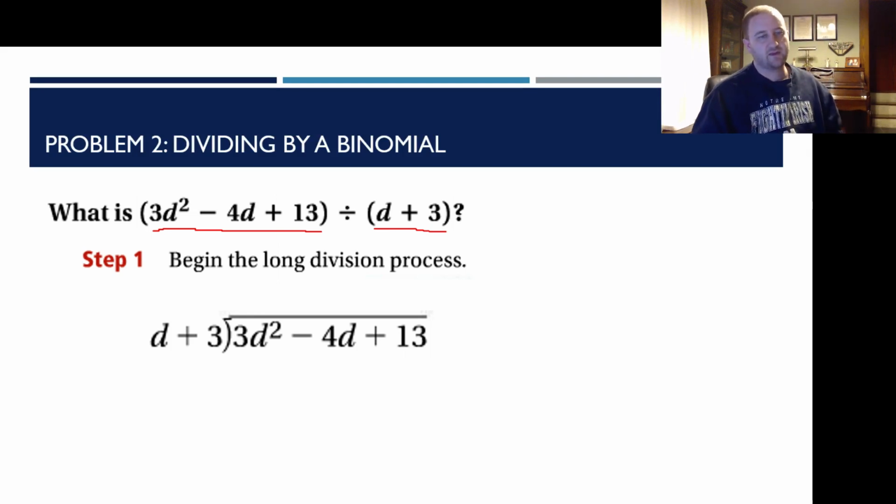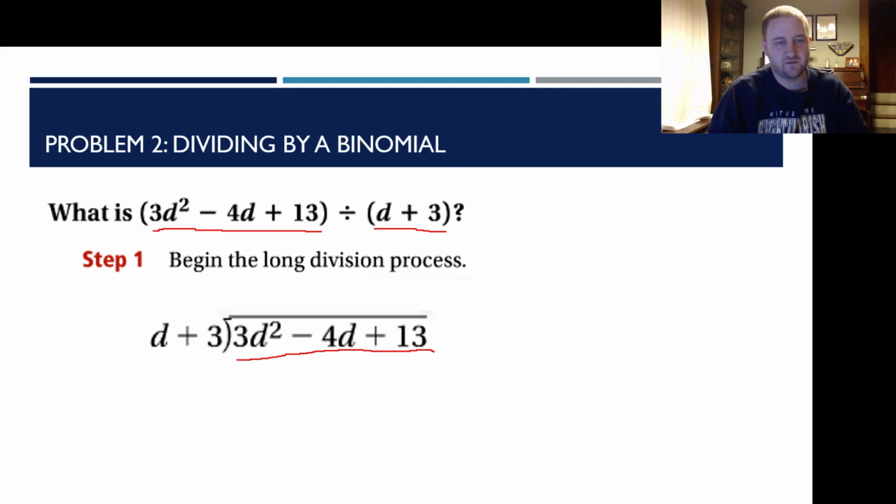Okay, so I'm going to write the trinomial here inside this little division sign, and then the d plus 3 outside. Okay, so first we're going to divide 3d squared, this first term, by the d. How many times does d go into 3d squared? Well, d goes into it 3d times, right? So this is like 1d, right? The 1 goes into the 3 times. The d goes into the d squared d times.